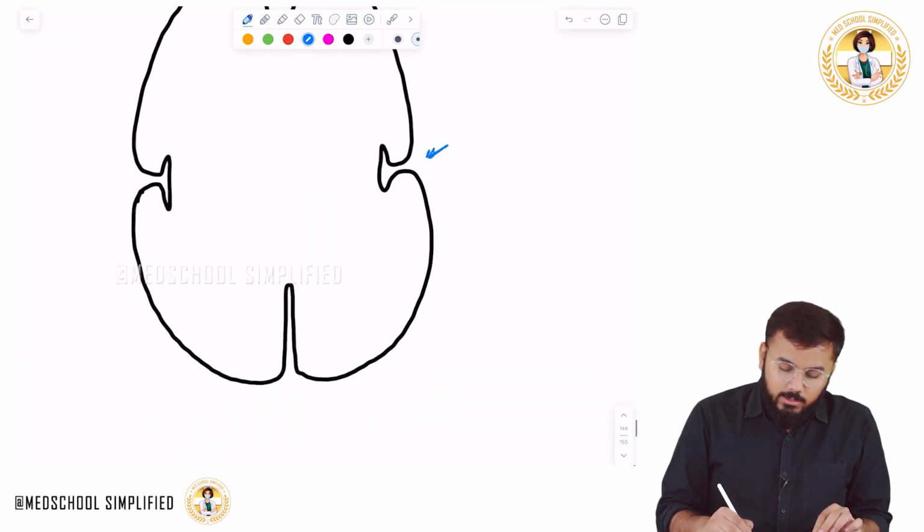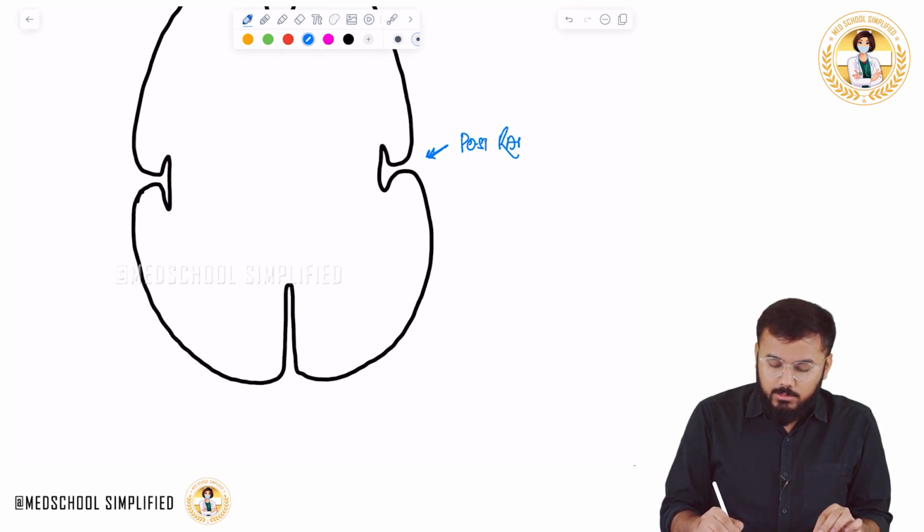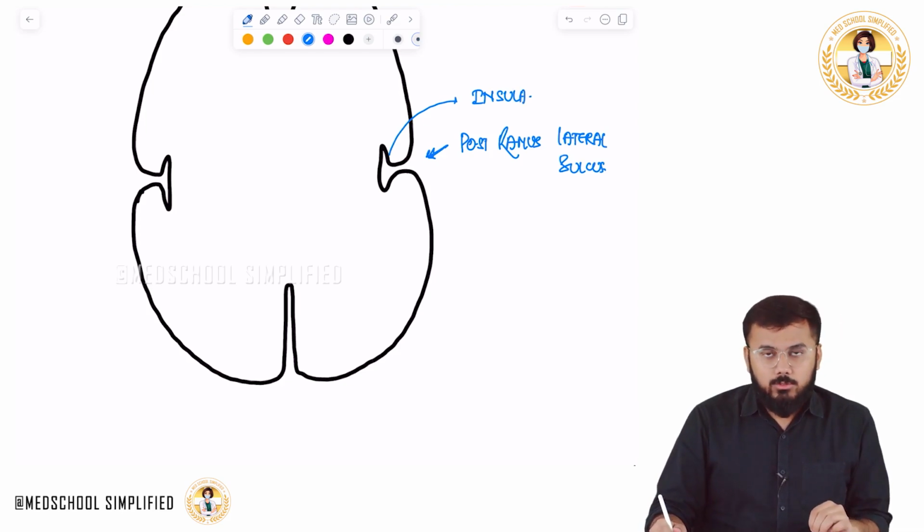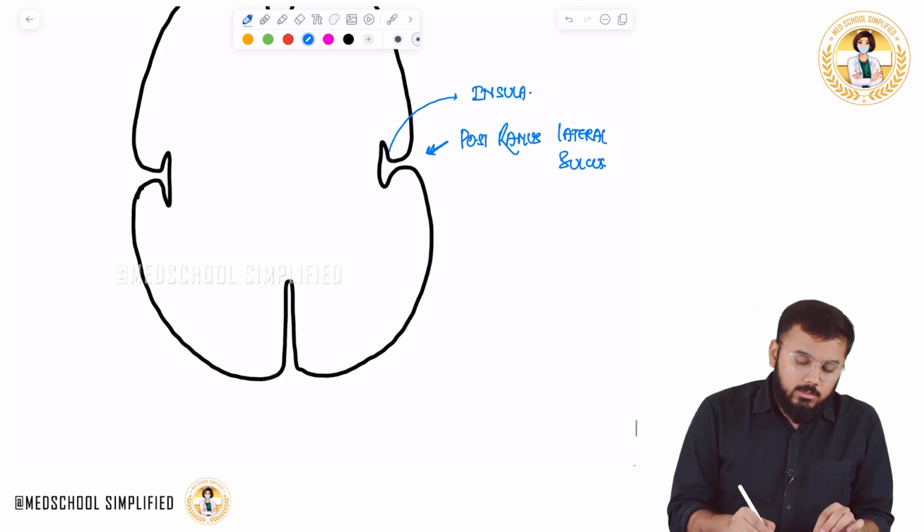So exactly here you can see the posterior ramus of the lateral sulcus. And this particular part which you can see over here is called the insula. This particular structure over here is called the insula. Now, let us discuss all these structures.